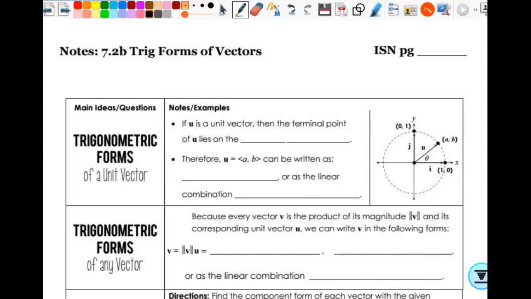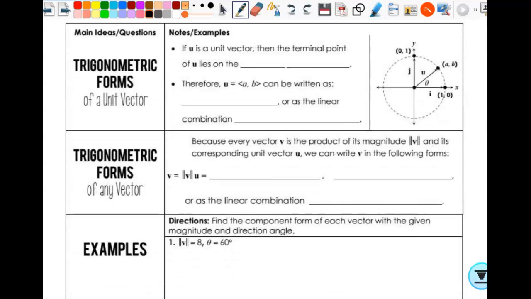Today we are going to look at trig forms of vectors. Okay, so we've had the component form, we've had the linear combination form, and now we're going to look at trig form, which is a variation of the component form. And I'll explain that a little bit better when we get there. All right.